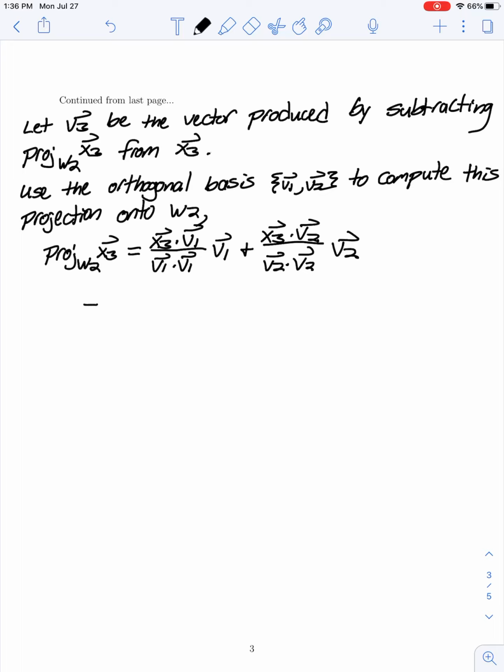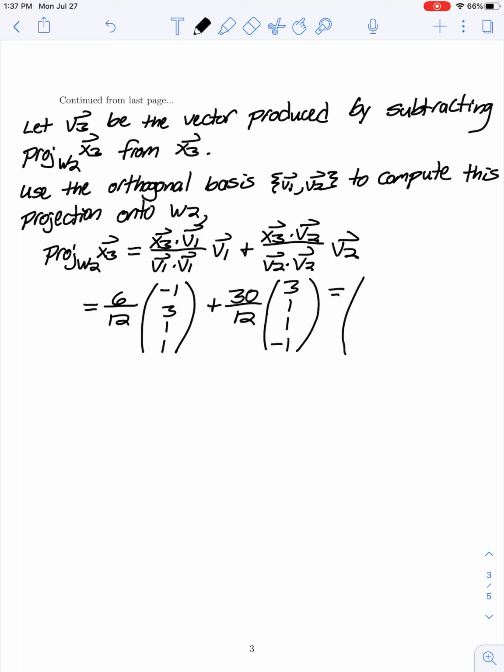So let's see what we have here. For the dot product of x3 with v1, so those are the first and third columns of our matrix, we have 6 divided by the dot product of v1 with itself, which is again 12, times the vector v1, which was -1, 3, 1, 1, plus we had the dot product of x3, the third column of our matrix, with v2, which was the vector that we constructed on our last page. We have a dot product of 30, and then we divide by the dot product of v2 with itself, which is 12, times the vector v2, which we constructed as 3, 1, 1, -1. So simplifying here, we're left with the vector 7, 4, 3, -2.